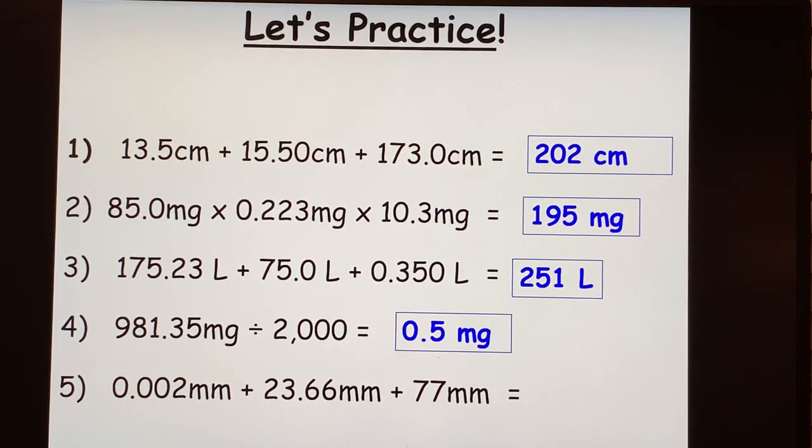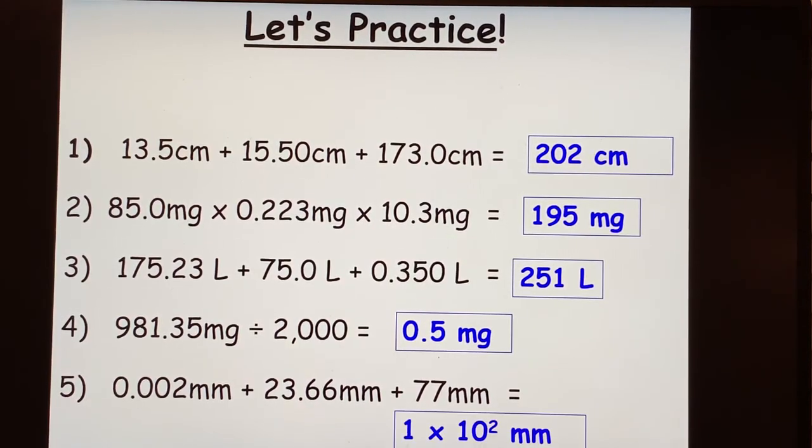And then we've got adding three numbers, and the smallest sig fig is the first one, 0.002, only has 1. So our answer, after you put them in the calculator, 0.002 plus 23.66 plus 77, and you get 1 times 10 to the 2 millimeters, which is 100, right?